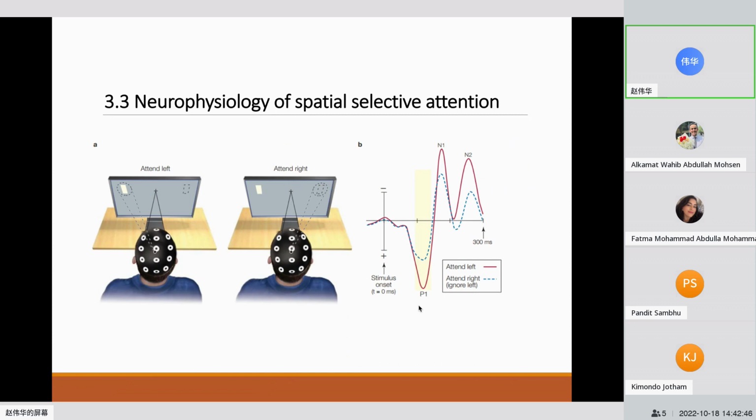So as mentioned before, the P1 wave is very involved in the sensory wave, generated by neural activity in the visual cortex, and therefore, its sensitivity to spatial attention also supports the early selection models of attention.